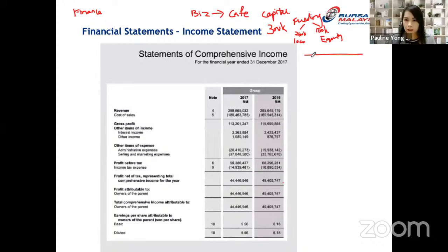So here I'm drawing a balance sheet, whereby the right-hand side is the liabilities, which will be all the loans. And then here will be your equity.